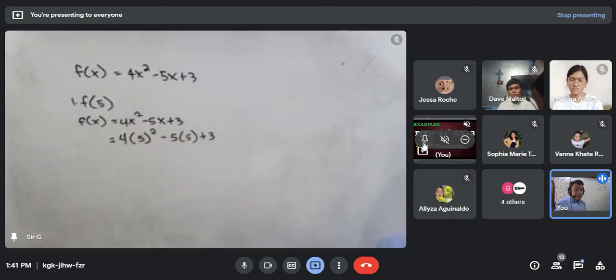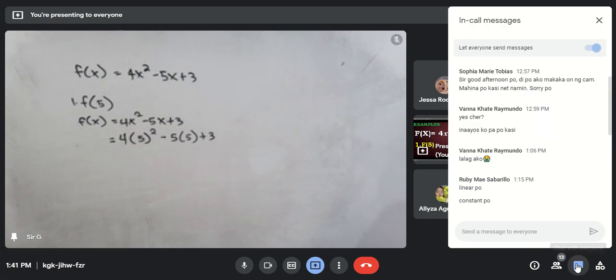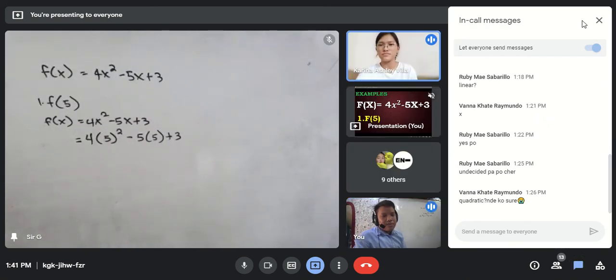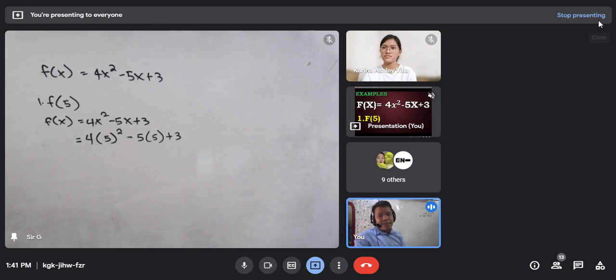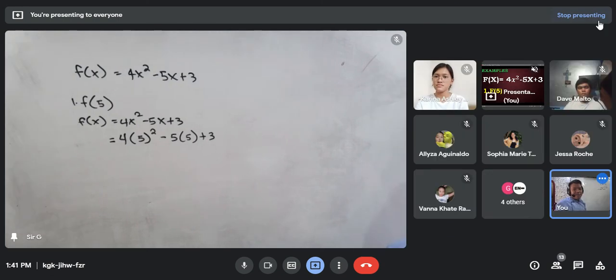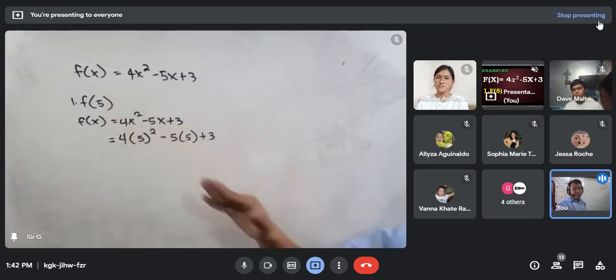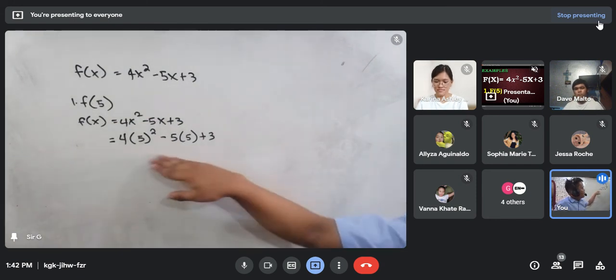Hello, nakukuha nyo po ba? Okay, so, nakukuha naman po ng iba yung iba. How about the others? Basta kung napapansin nyo dyan, pinalitan lang natin ng 5 kasi nga 5 ang given dito. So therefore, lahat ng x dito, papalitan po natin ng 5. Okay, so using the PEMDAS, anong uunahin nating i-solve dito?